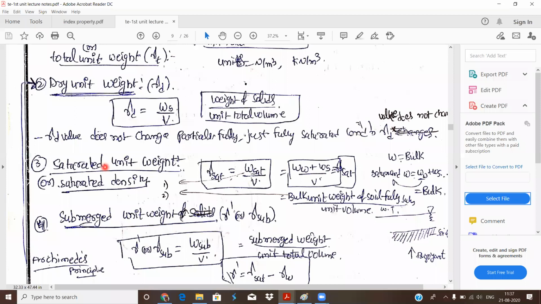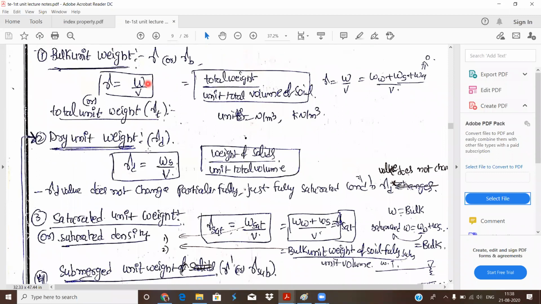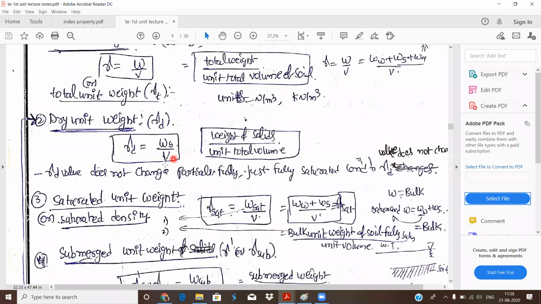It is the ratio of saturated unit weight of soil to the unit volume of the soil. We can also call it the bulk unit weight of the soil in fully saturated condition. Saturated unit weight means it is the ratio of saturated weight of the soil to the total volume of the soil. Remember once again, bulk weight means total weight by total volume. Dry unit weight is related only to the weight of solids by total volume. Saturated unit weight is related to saturated weight by total volume.